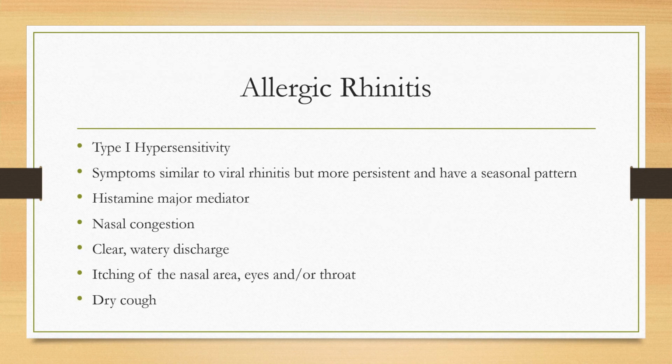So now, allergic rhinitis. Allergic rhinitis is a type 1 hypersensitivity reaction. Symptoms will be very similar to viral rhinitis, but it will be more persistent and it will have a seasonal pattern because, again, this is attached to changes in the season. It's attached to the weather. Some people experience allergic rhinitis in the spring, some people in the fall.